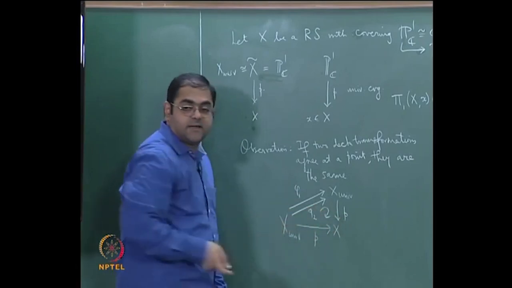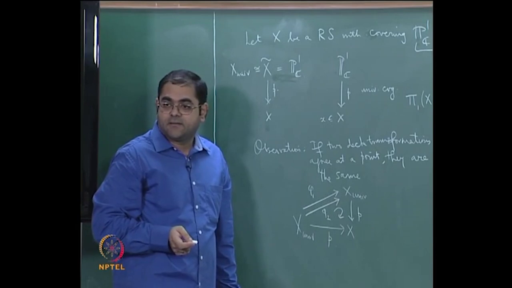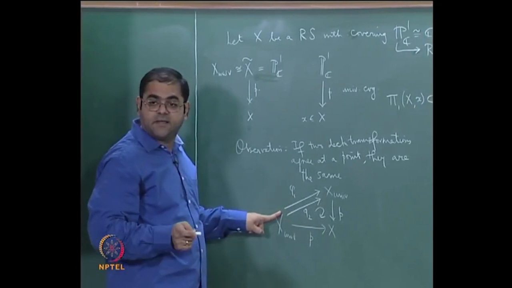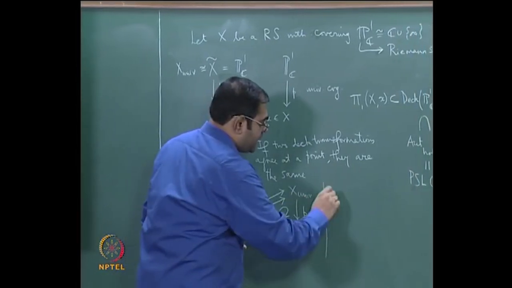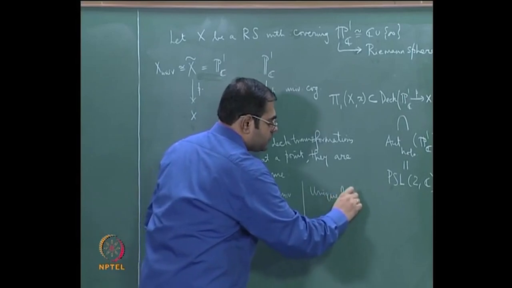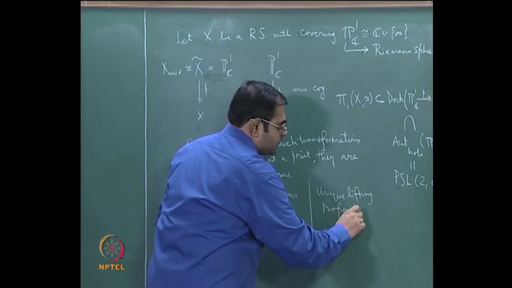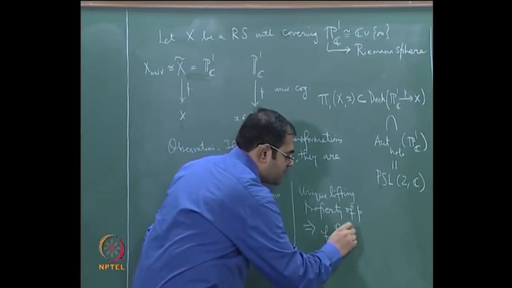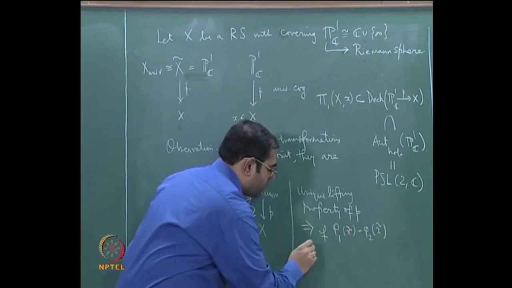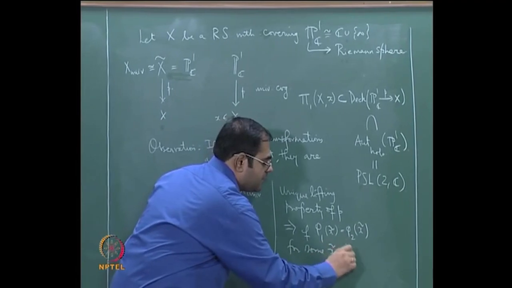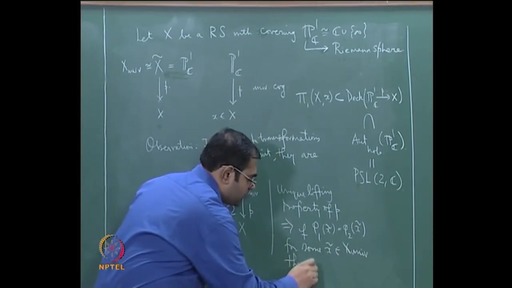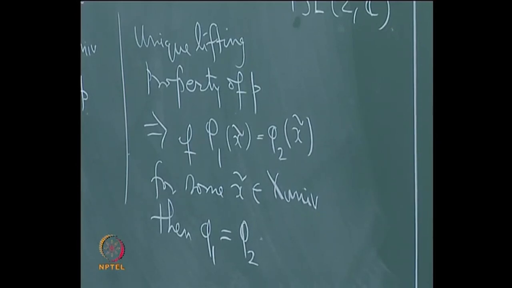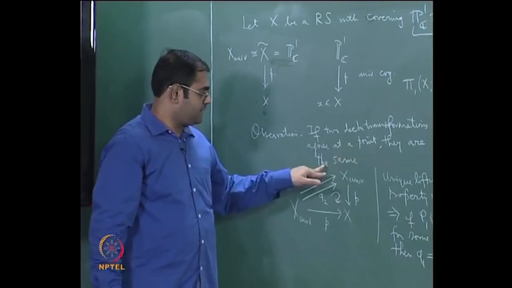But then a covering map has a unique lifting property. That is, if you have two liftings and they agree at a point, then they agree everywhere. So the unique lifting property of P will imply that if phi 1 of x tilde is equal to phi 2 of x tilde for some x tilde in the universal cover, then phi 1 is equal to phi 2. This is just the uniqueness of lifting that I am using here. So if two deck transformations agree at a point, they are the same.